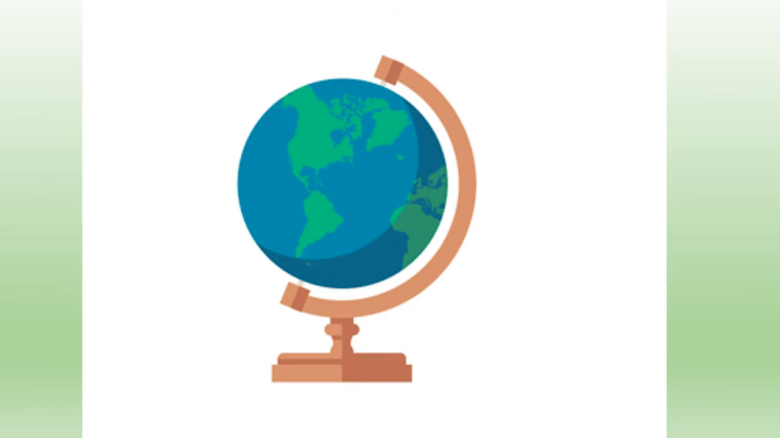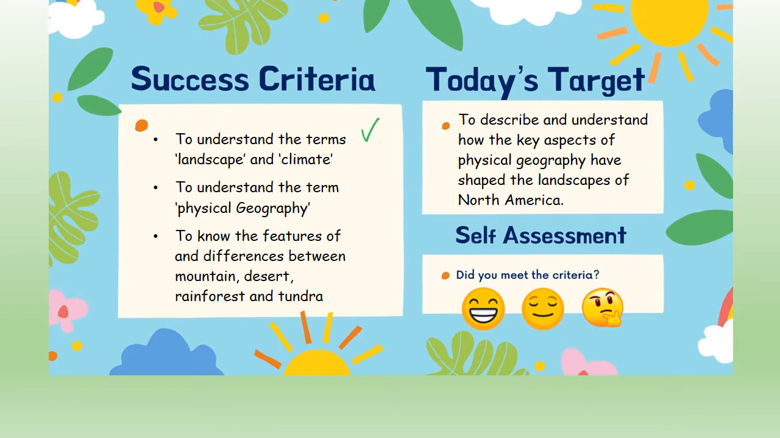I've got a globe on the screen which can only mean one thing. That's right, we're continuing our geography lessons on North America. And by the end of today's lesson, it would be great if you had a better understanding of the terms landscape, physical geography, mountain, desert, rainforest, and tundra.